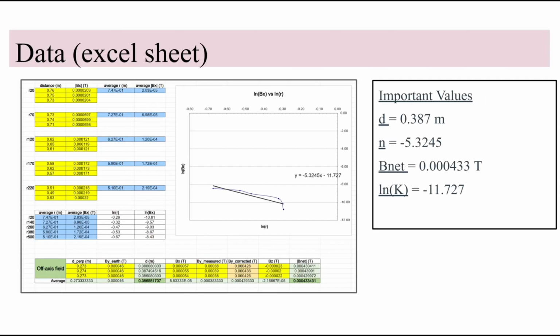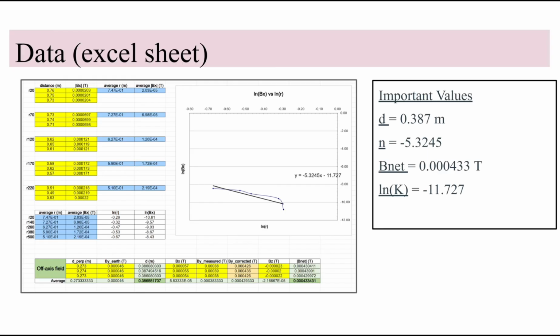So looking at my Excel data, you can see the logarithmic plot, natural log of B of x versus natural log of r, according to the equation natural log of B of x equals natural log of k plus n times the natural log of r. The slope of this line gives us our value for n. So my experimental slope was negative 5.3245 with a y-intercept of negative 11.727.